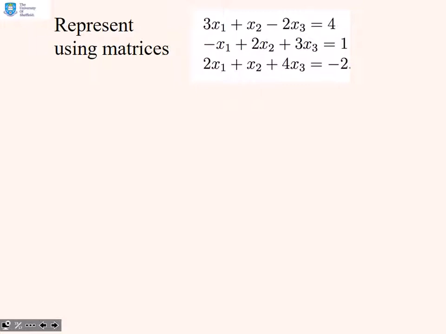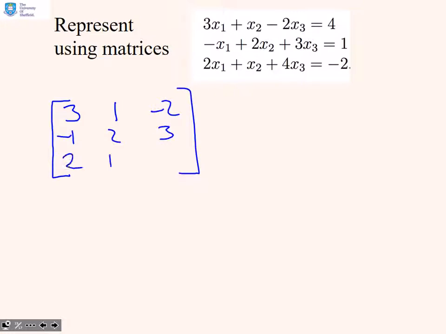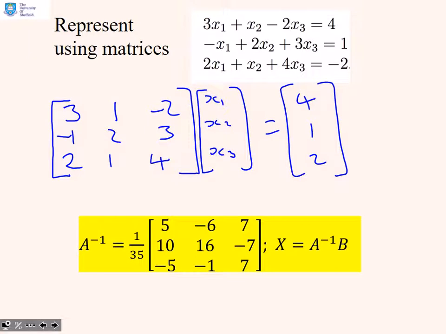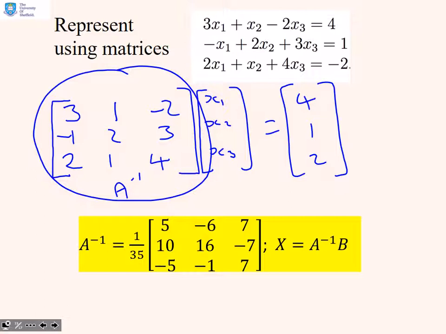What about this system? Can I represent those using matrices? So I can. I'm just going to do it quickly. So you get 3, 1, minus 2 from the top row, minus 1, 2, 3 from the second row, 2, 1, 4 from the third row, times x1, x2, x3 equals 4, 1, 2. And now what I've got to do is define the inverse of this A matrix. Now I'm not going to do it slowly because it's a slightly tedious job. So I've given you the answer here. Here's the A inverse. And now all I need to do is multiply that by this B in order to solve for x.